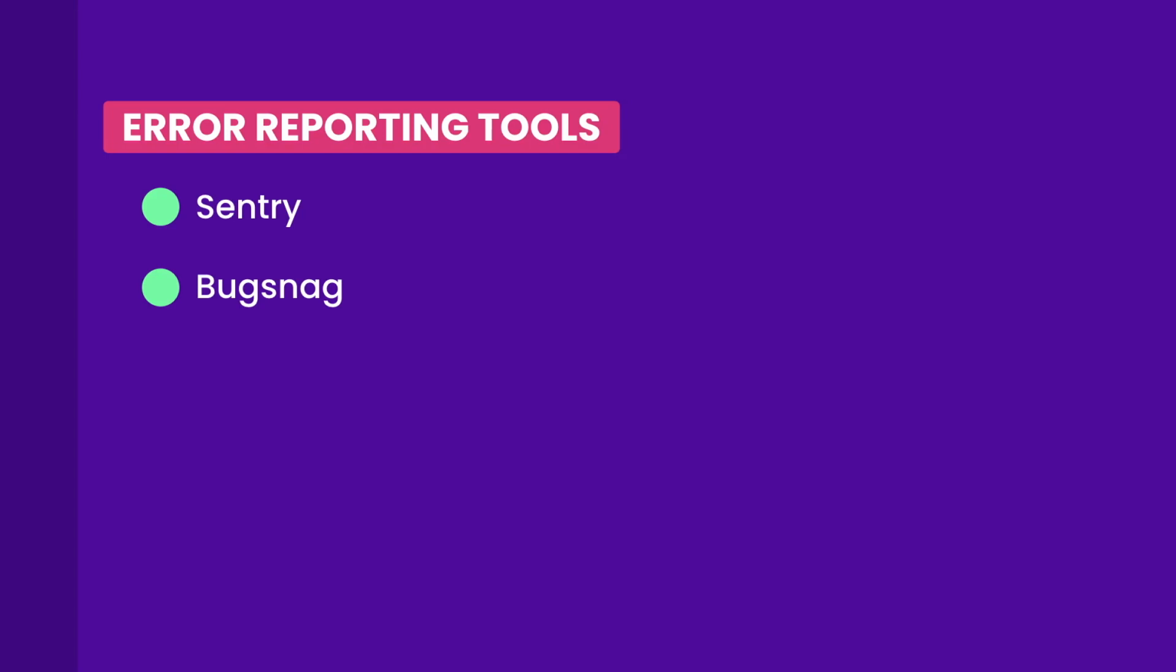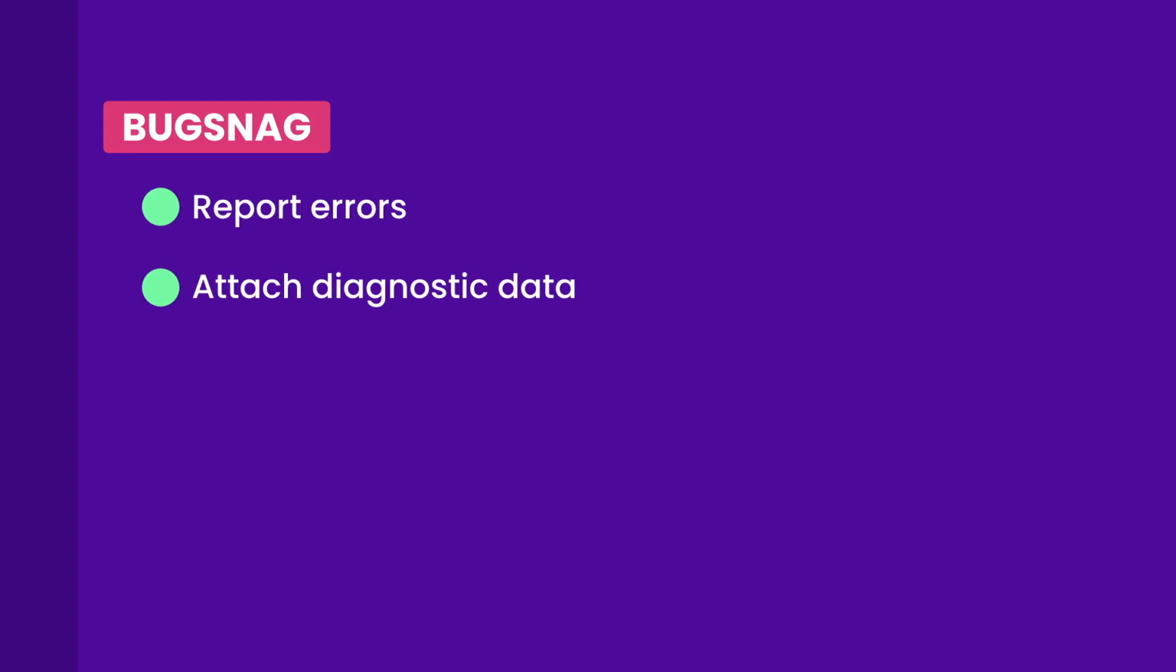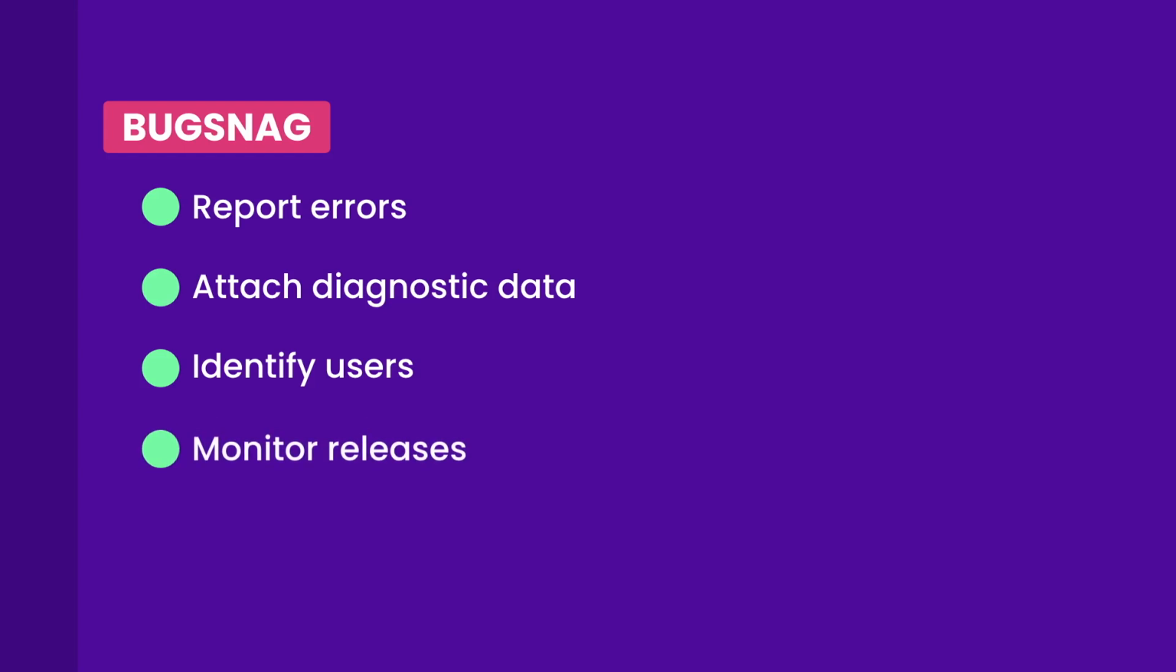Sentry is great. I've talked about it in my React and Angular courses, but Bugsnag is a new tool that I discovered. It's amazing. It's a lot better than Sentry, and that's why it's a little bit more pricey. With Bugsnag, we can report handled or unhandled errors. We can also attach additional diagnostic data about our errors. We can identify our users so we know who encountered what errors, and we can also monitor our error rate across different releases. Let me show you how to use Bugsnag.